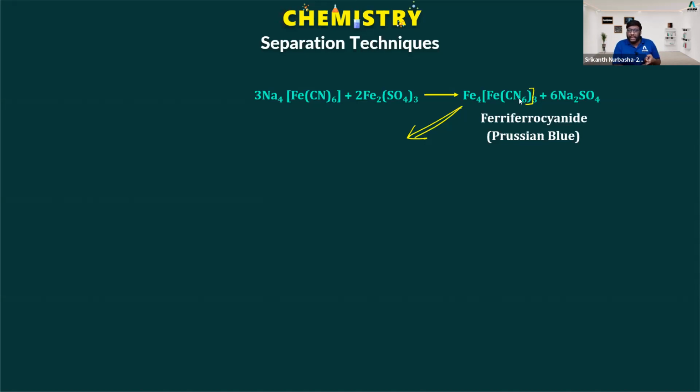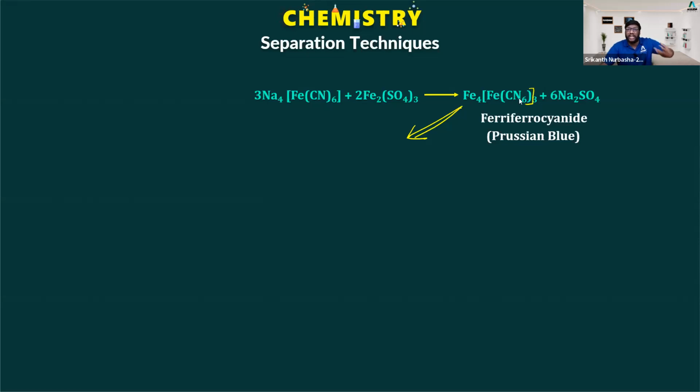Whatever FeSO4 we have, that is, the Fe2+ ions we have, they are converted to Fe3+. FeSO4 is converted to Fe2(SO4)3. That Fe2(SO4)3 will react with the already present complex Na4[Fe(CN)6] to form Fe4[Fe(CN)6]3, which is nothing but your ferric ferrocyanide.